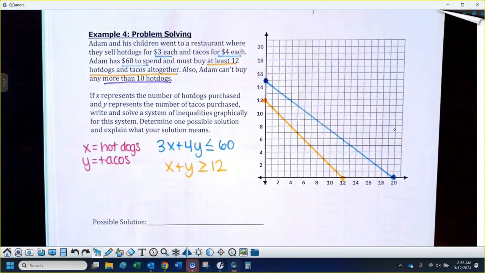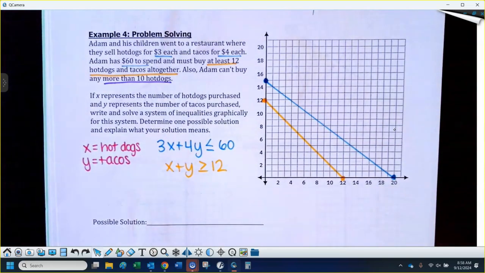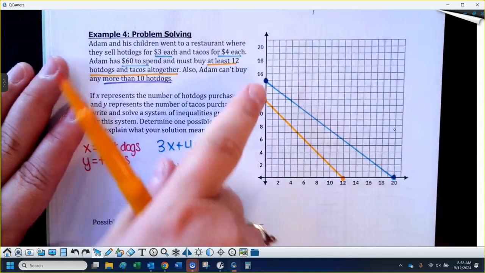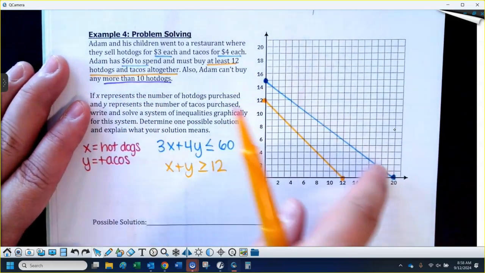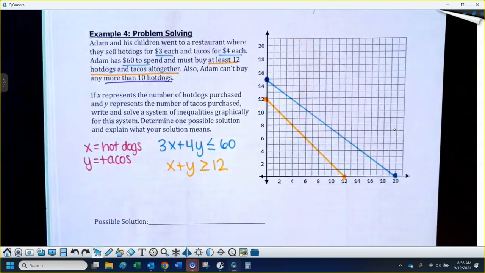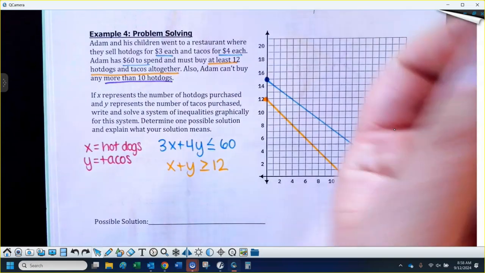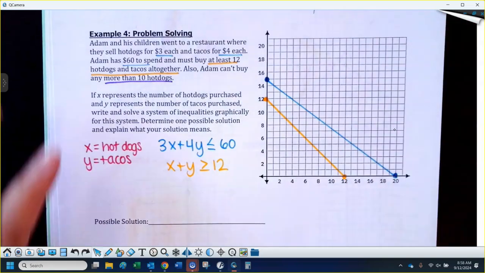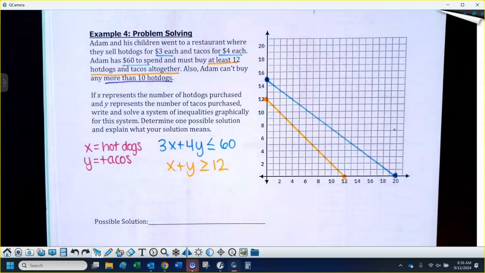And I'm going to use my little ruler again here, play connect the dots. Okay, now in terms of the shading here, that shading would be above, right? Because I need to buy at least 12 items. So in this moment right here, before our last little requirement, we would be between these two inequalities on the graph. So between these two lines. Okay, now the last thing just says he can't buy any more than 10 hot dogs.